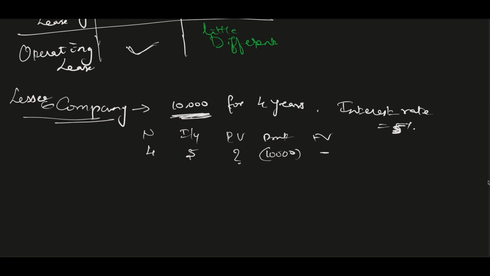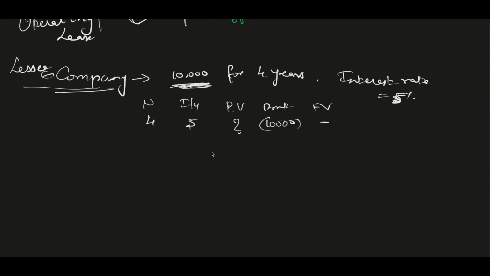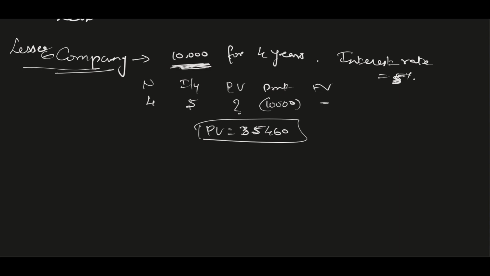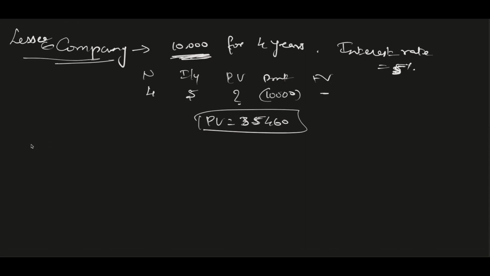So when I key in these details into the calculator, I'll get the present value as 35,460. So this 35,460 is the present value. It will be structured as if a loan has been taken for 35,460 and the company is agreeing to pay 10,000 every year. That's how it will be structured. So let me draw a table accordingly.